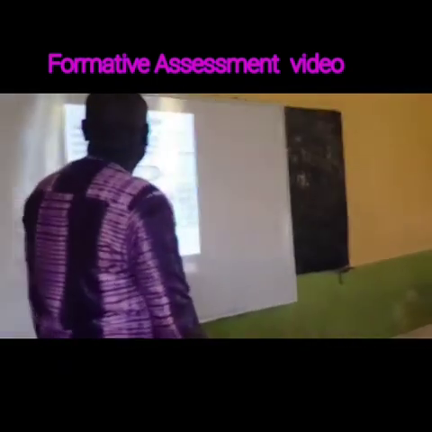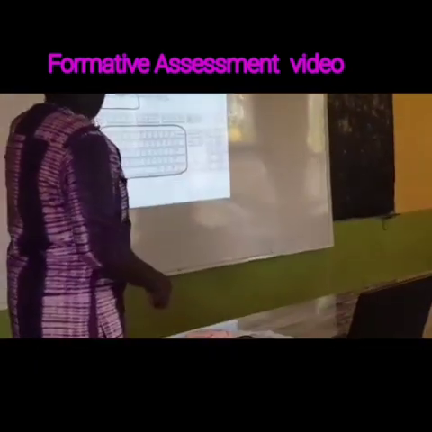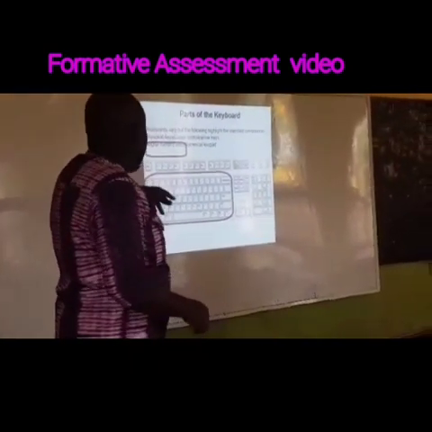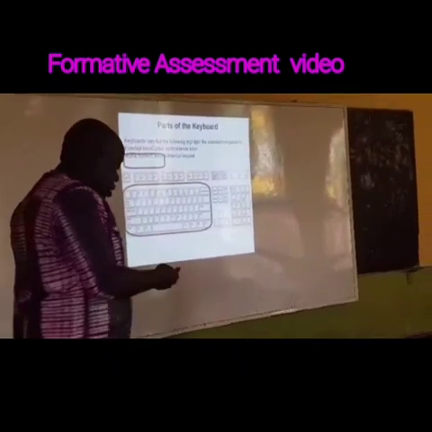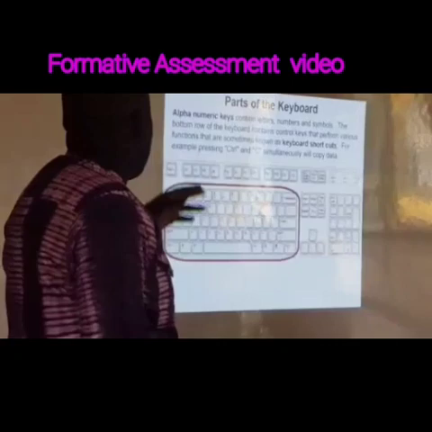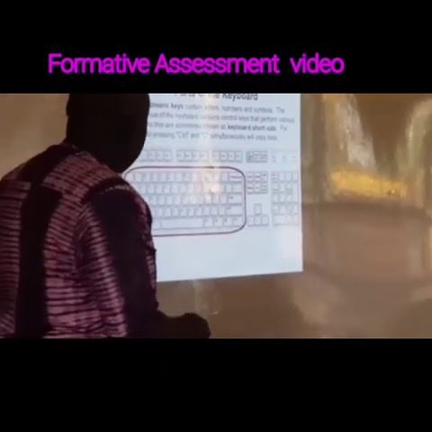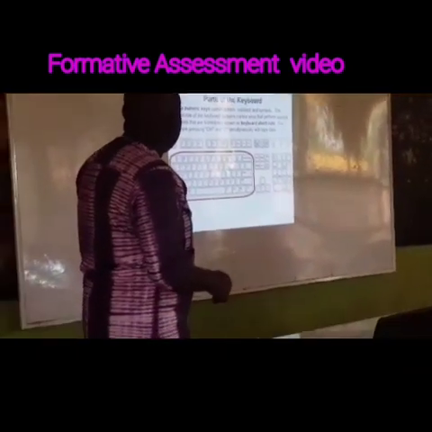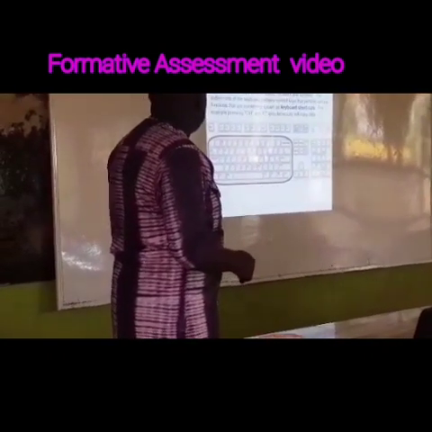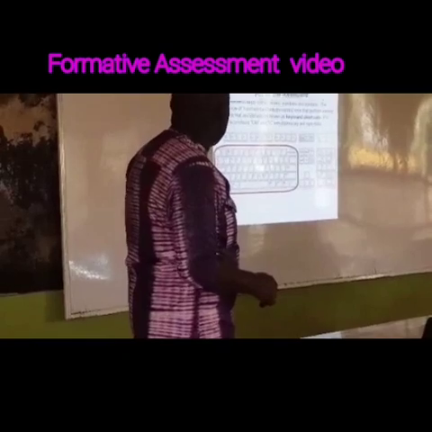Now we have the alphanumeric keys. I've explained that earlier. You can see the alphanumeric keys contain letters, numbers and symbols. The bottom row of the keyboard contains control keys.